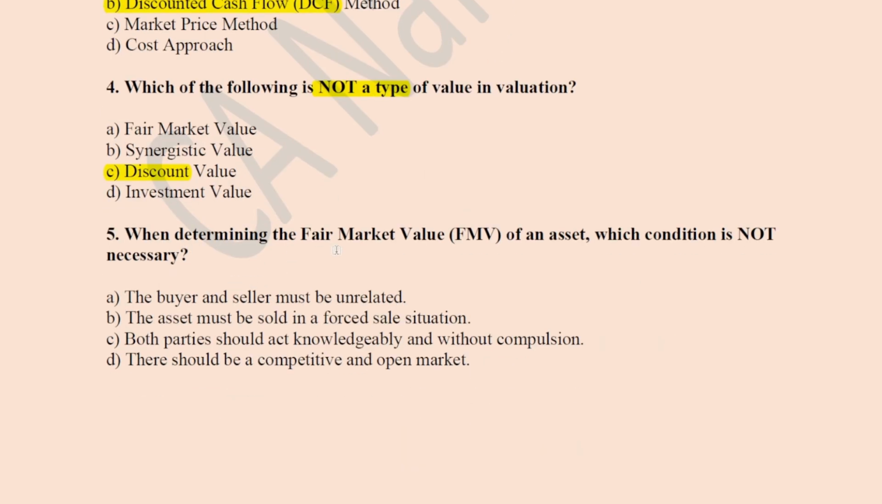When determining the fair market value of an asset, which condition is not necessary? The buyers and sellers must be unrelated. The assets must be sold in a forced sale situation. Both parties should act knowledgeably and without compulsion. There should be a competitive and open market. So, which is not necessary? So, the answer is B. The assets must be sold in a forced sale situation.